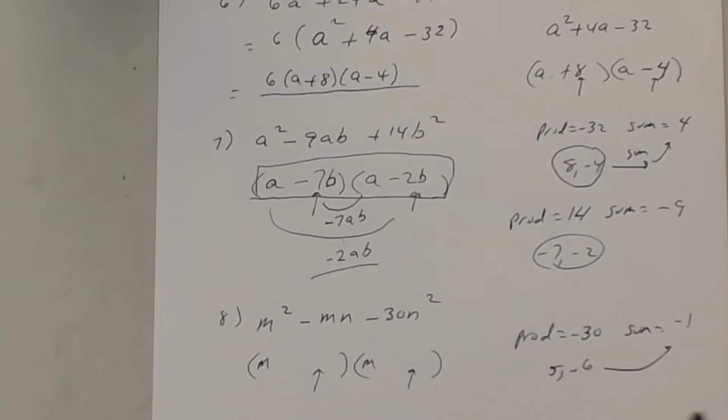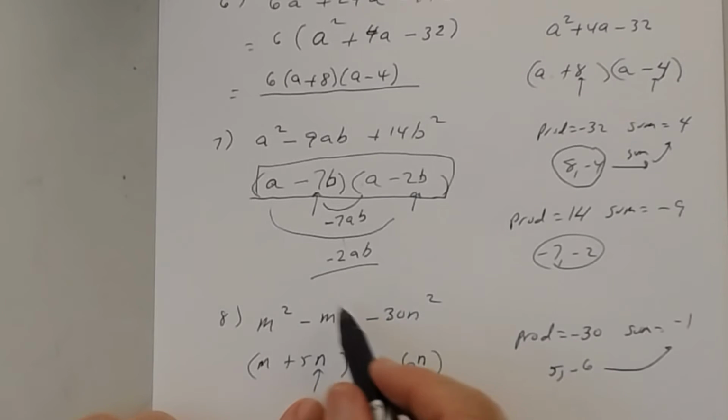All right, now remember though, you're going to say this. Some of you are going to say, well, that's going to be m plus 5 times m minus 6. But if you looked at it carefully, when you check by FOIL, what's a positive 5 times a negative 6? Negative 30, but that's not what you wanted. You wanted a negative 30n squared. So that needs to be m plus 5n times m minus 6n.